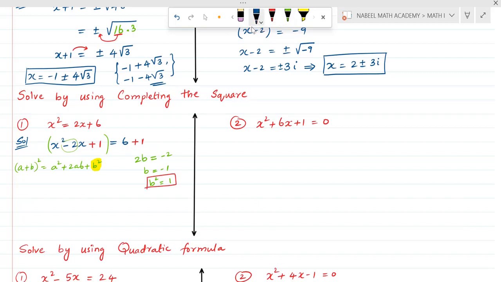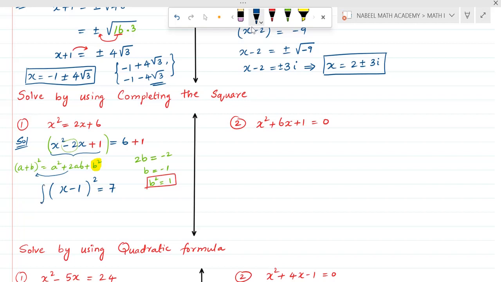Now what happened to this part? It becomes (x minus 1) whole square is equal to 7. Is it right? The expanded form is given, and I will write it in this format. This is (x minus 1) whole square. If you expand it, you will get a square minus 2ab plus b square equal to 7.